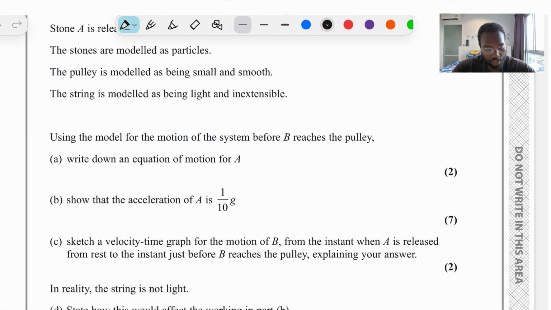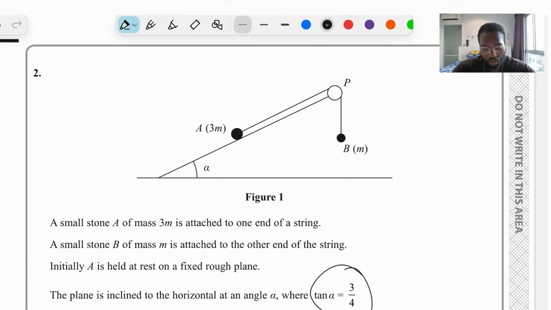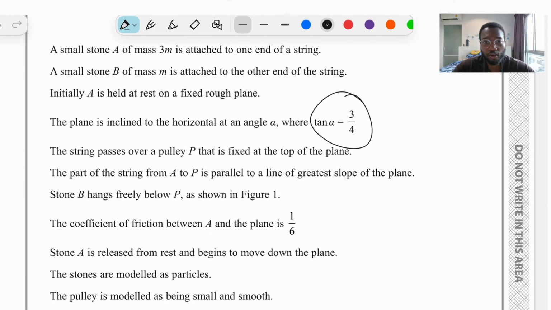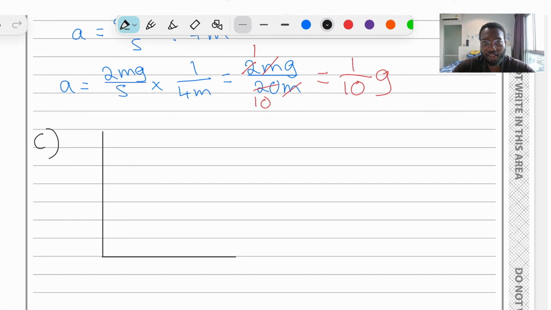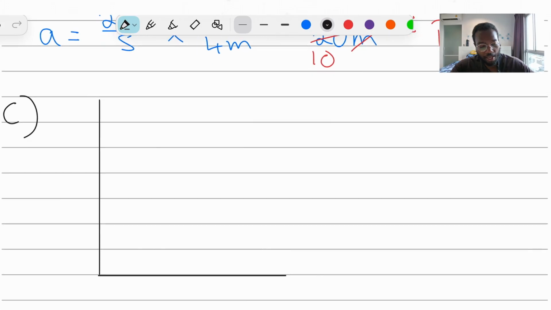So for part C, we need to sketch a velocity time graph for the motion of B from the instant when A is released from rest to the instant just before B reaches the pulley. For this type of question, it's a velocity time graph, so the gradient is going to be our acceleration. We know the acceleration will be 1/10 g, and more importantly, it's a constant acceleration of 1/10 g. Therefore, it's going to be a straight line, and we know that it starts from rest.